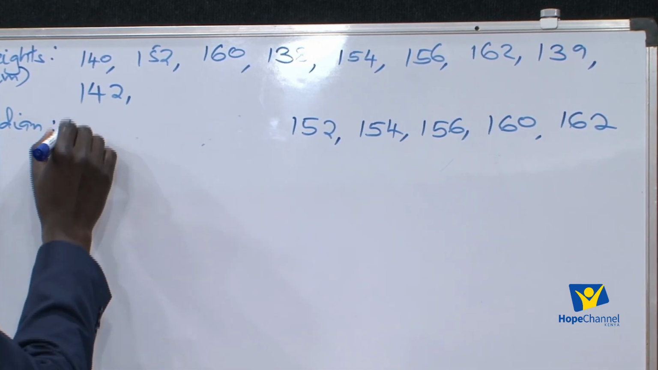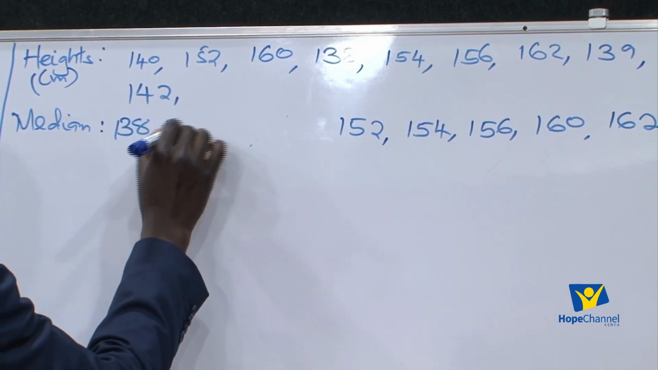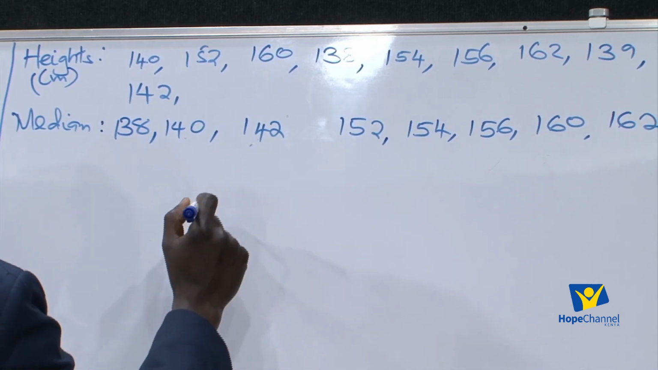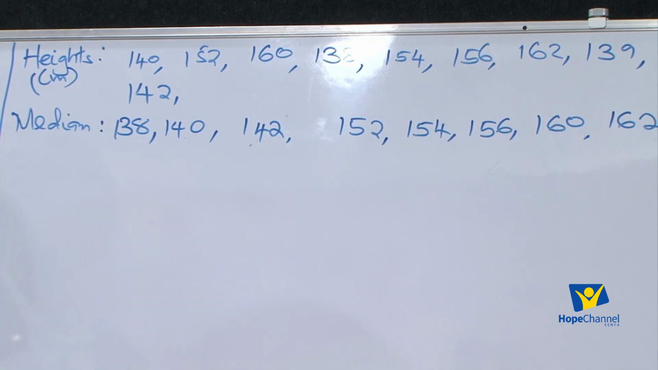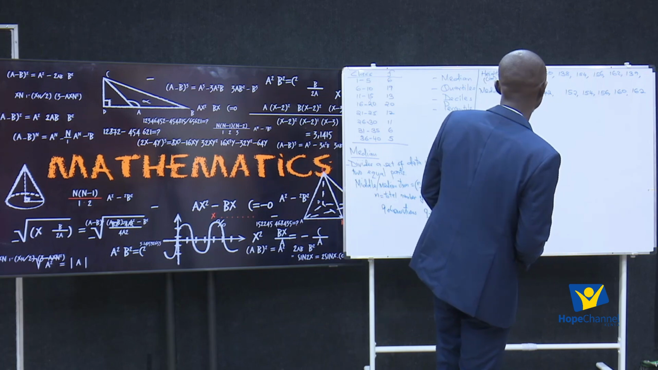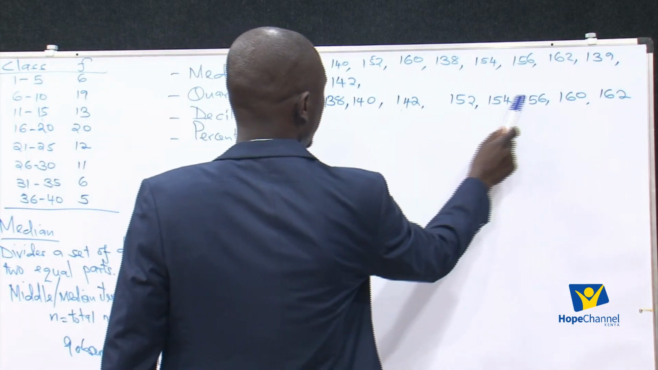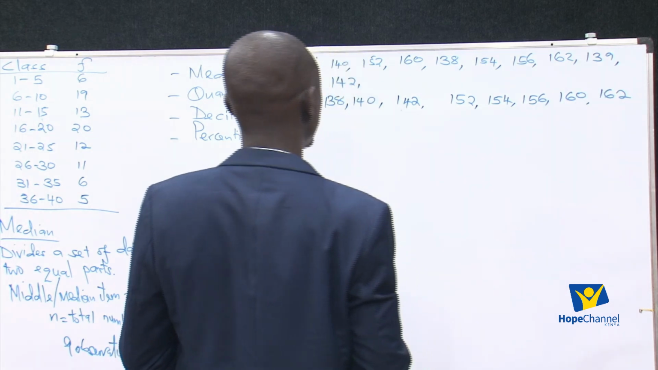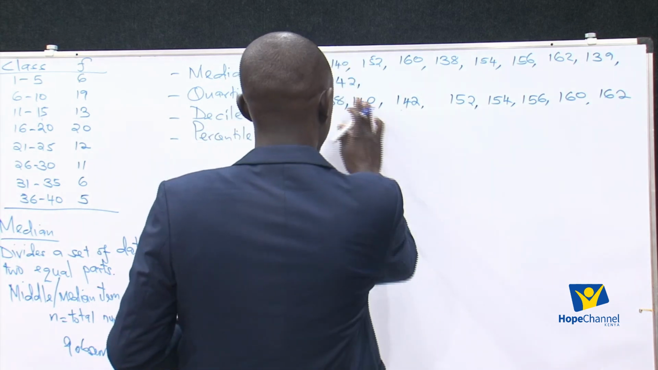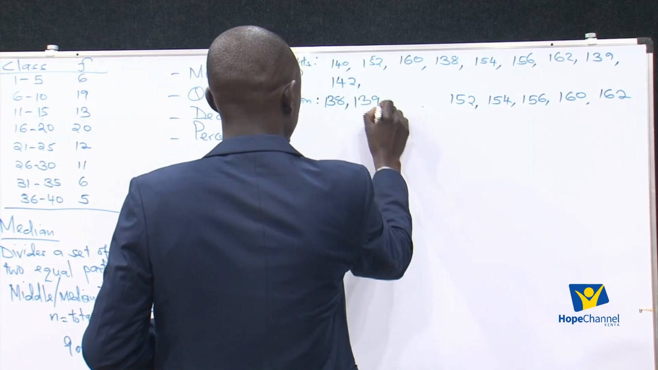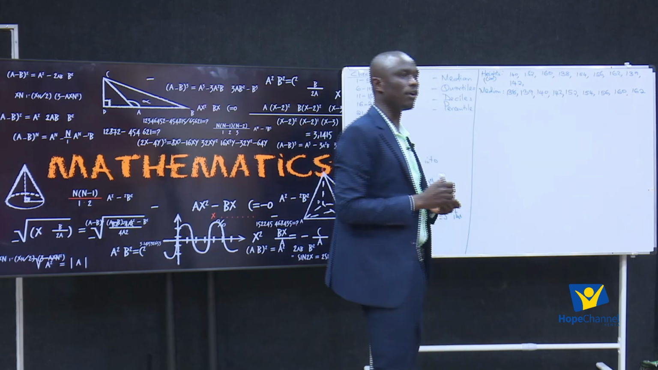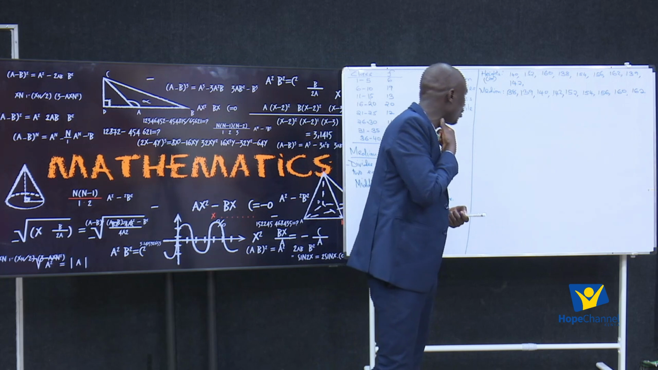Let me say 138, 140, then 142. Which one is missing? Oh, 139, sorry, I've not returned it. Then 140, then 142. Good, so we have all our data with us.